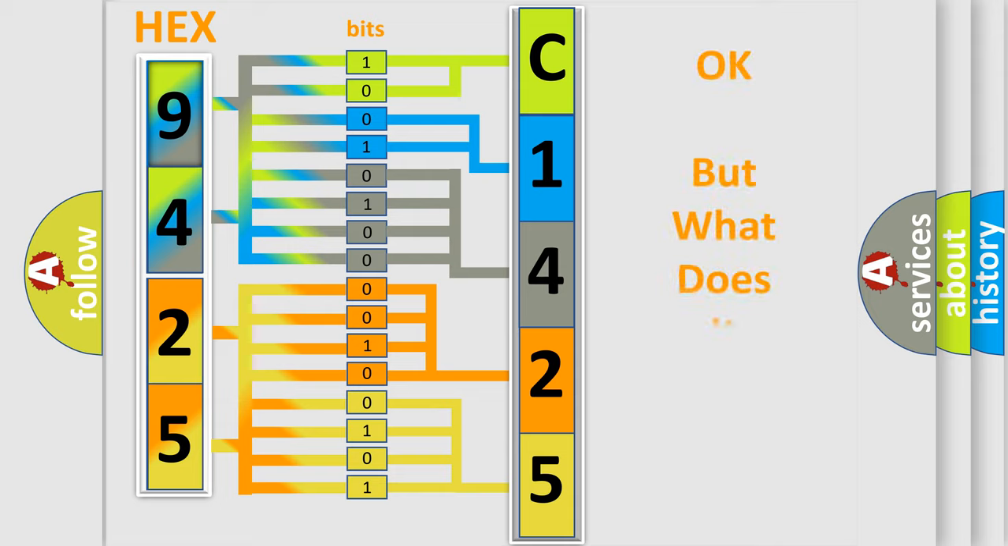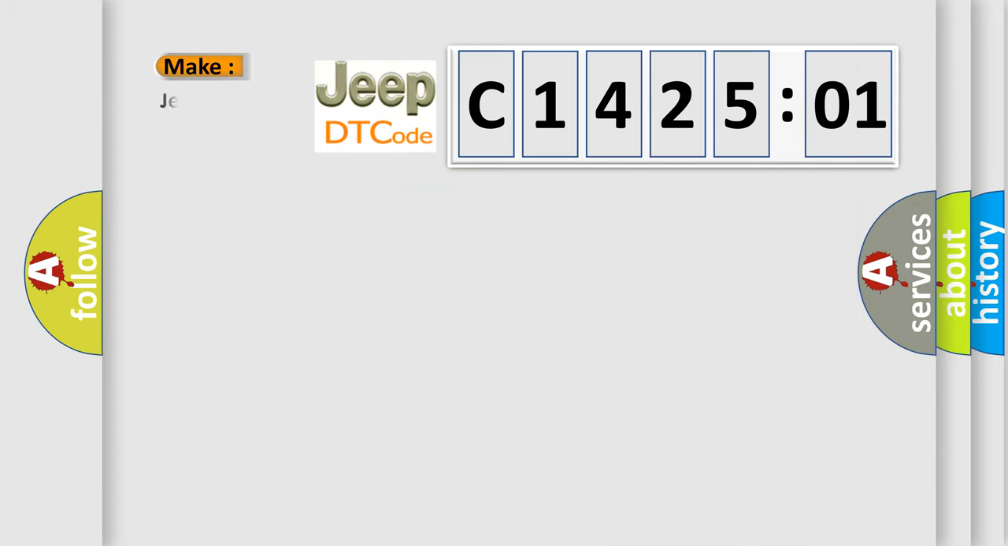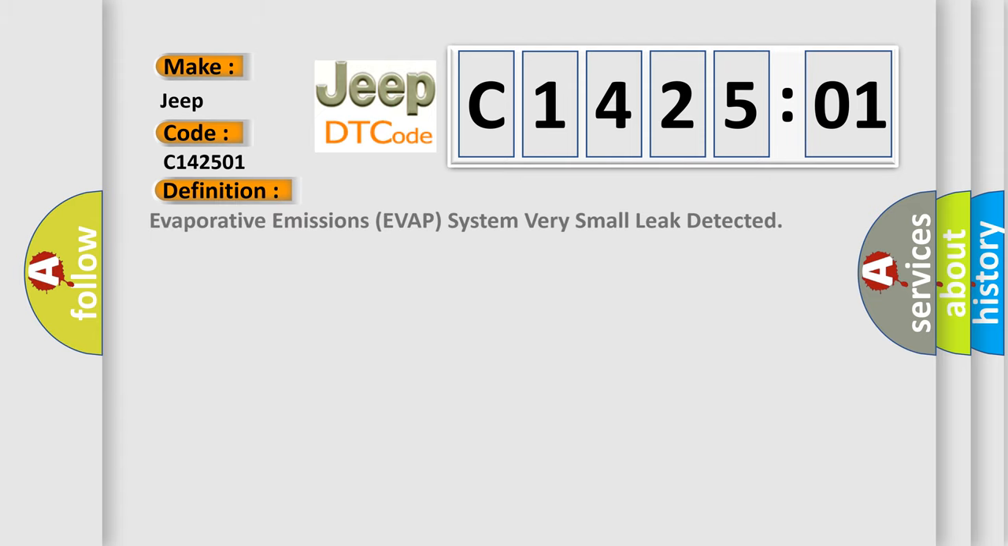The number itself does not make sense to us if we cannot assign information about what it actually expresses. So, what does the diagnostic trouble code C1425-01 interpret specifically for Jeep car manufacturers? The basic definition is evaporative emissions EVAP system very small leak detected. And now this is a short description of this DTC code.